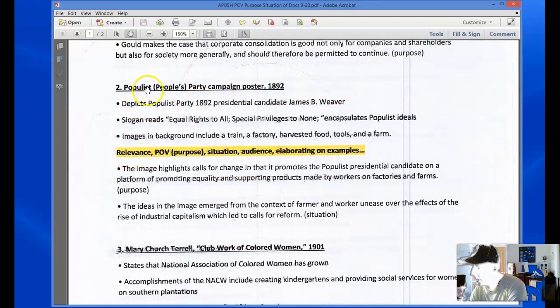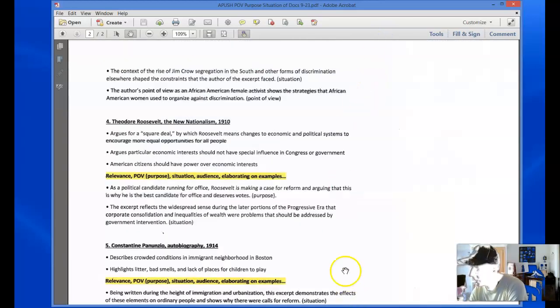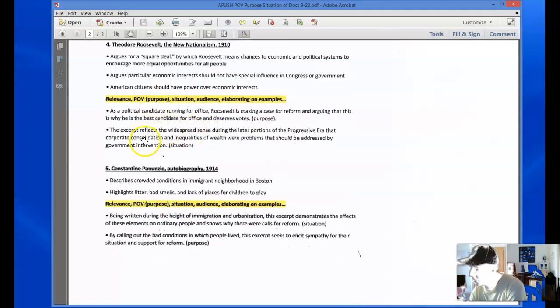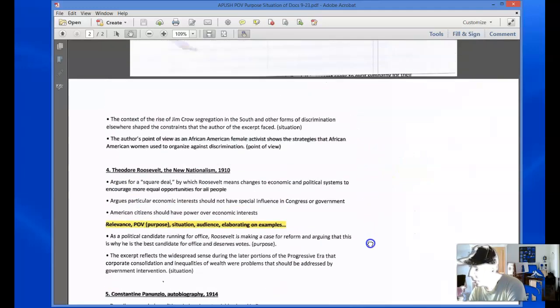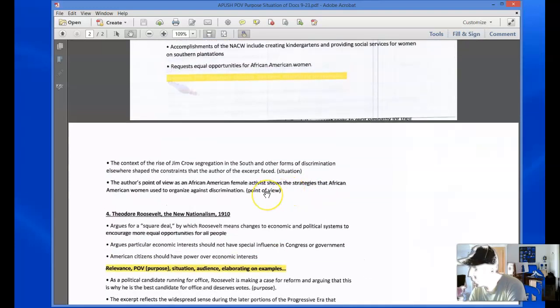Same thing. This is that poster you saw. It says what was in the poster. It says what it said. It's who it was. But what was the purpose? This would be the purpose of that poster, and this would be the situation that the country was in at the time. That pretty much goes for all of them. It'll give you point of view, purpose, situation. This document right here, point of view, situation.